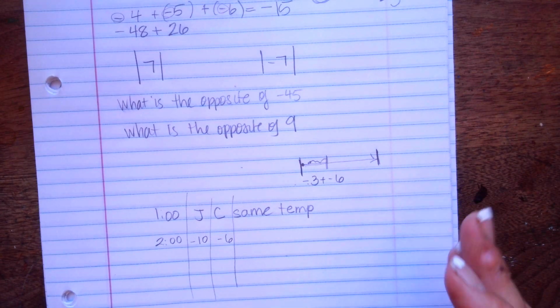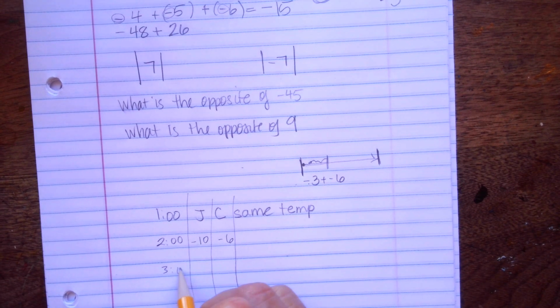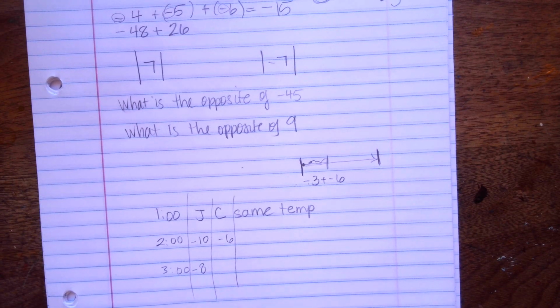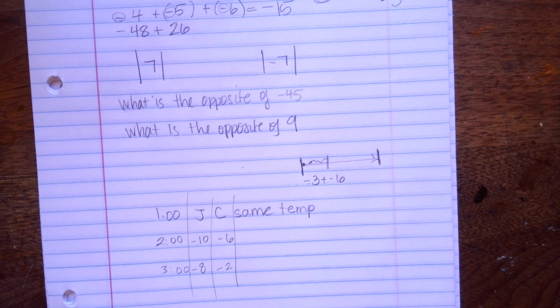Does that make sense to you? Yeah. All right. By 3 o'clock, the temperature in Jonestown dropped 8 degrees. So I'm going to do -8 and Cooperville -2. So how much did the temperature change in Jonestown? So you're going to write and evaluate a sum to model the change to the temperature in Jonestown since 1 o'clock.